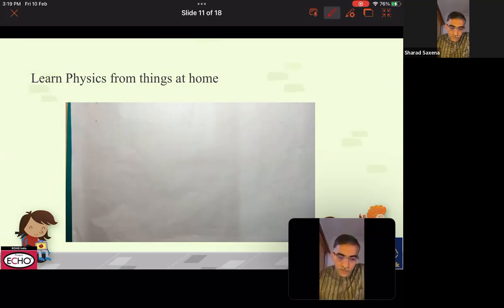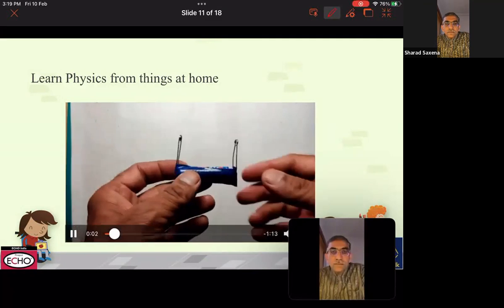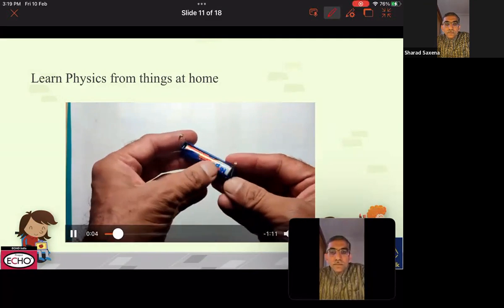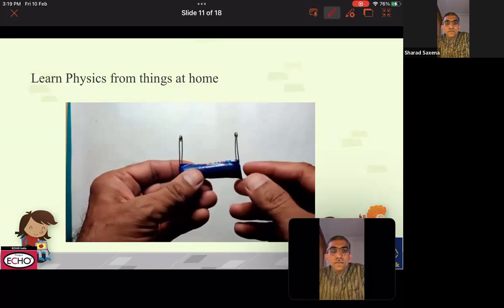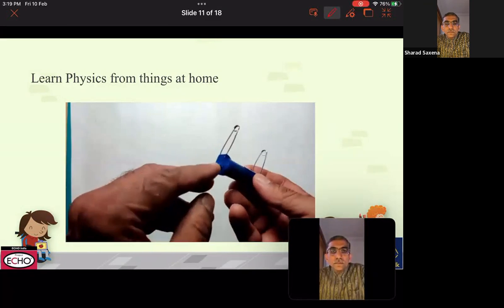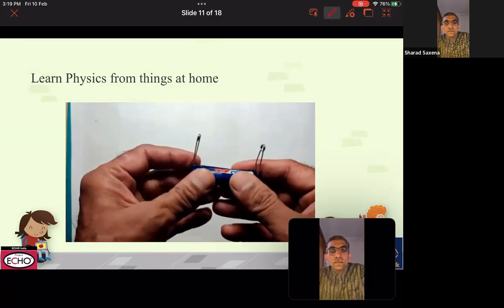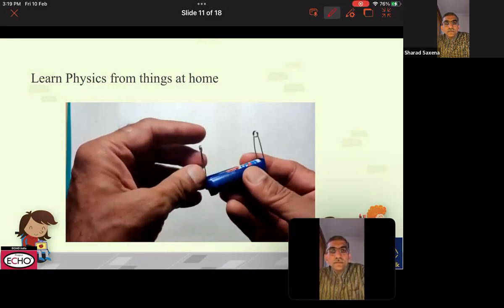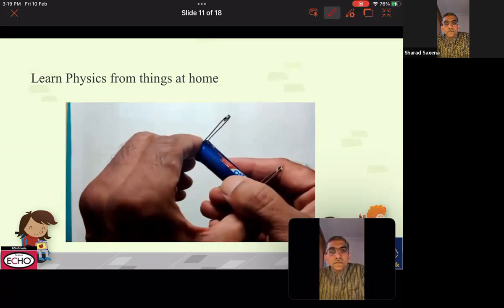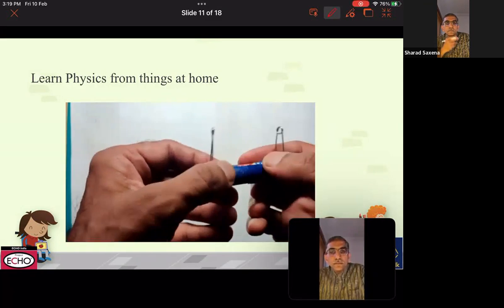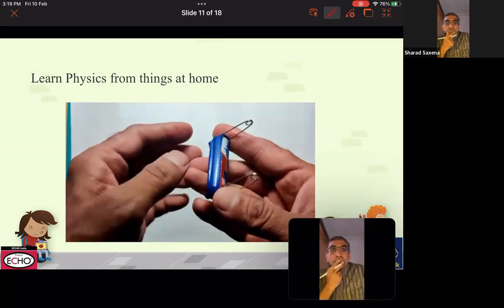So let's see this. Now we will do a very interesting experiment. As you can see here, I have a 1.5 volt battery, and on either end of the battery, the positive side and the negative side, I have put two safety pins, electrically connected. That means they are tightly pressed against these terminals, and I have put insulation tape around it like this. Can you see it now?